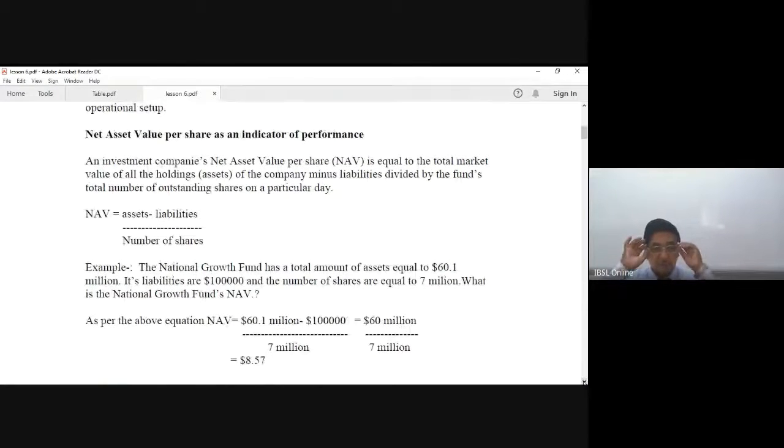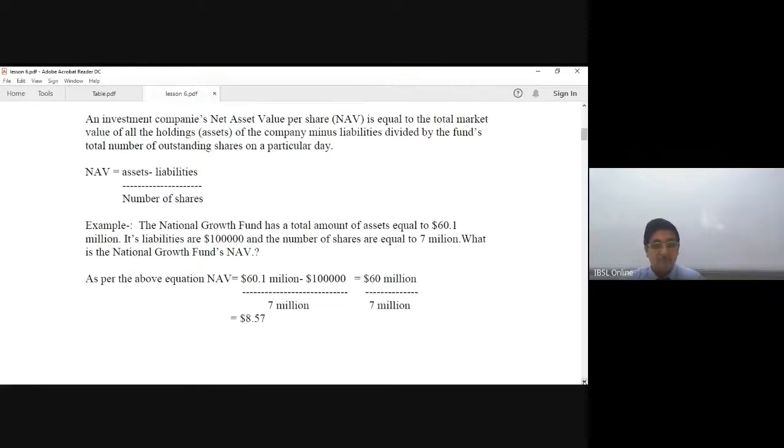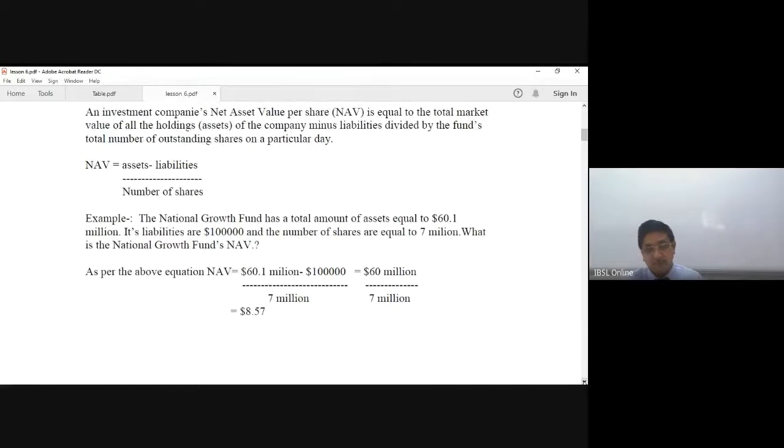The National Growth Fund has a total amount of assets equal to $60.1 million. Its liabilities are $100,000 and the number of shares is equal to 7 million. I know it's a simple thing. What you need to do is get the assets value, and then deduct liabilities from that value. So that is 60.1 million minus 100,000, which comes to 60 million. And the number of shares is 7 million. So therefore 60 million divided by 7. So 60 divided by 7 comes as 8.57. So that is the net asset value per share. And that is as simple as that.